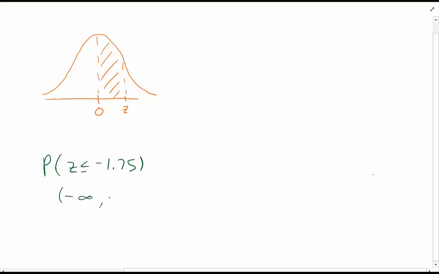Okay, let's find the probability that z is less than or equal to negative 1.75, or is in the interval from negative infinity to negative 1.75. And so we'll go to the density function, and negative 1.75, so maybe about right there. And my interval starts there and then goes down to negative infinity. And I want the probability of being in that interval, so I'm looking for that area.